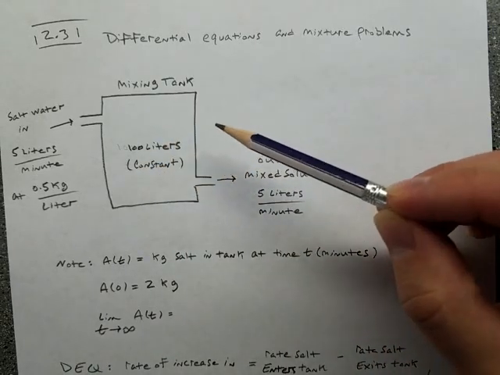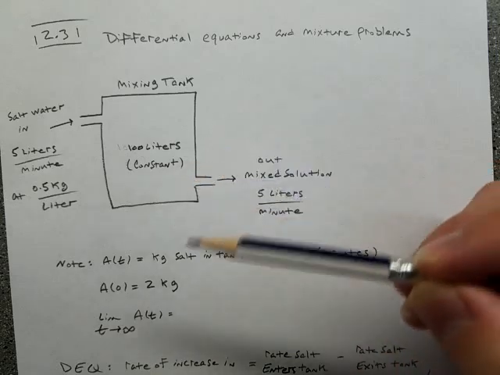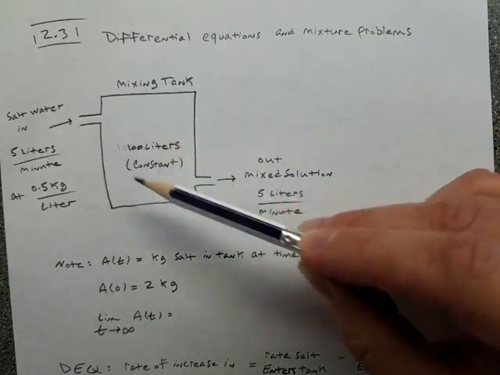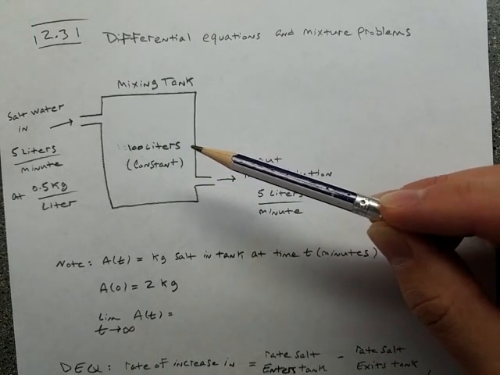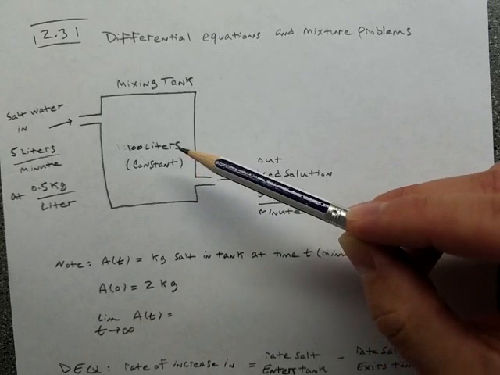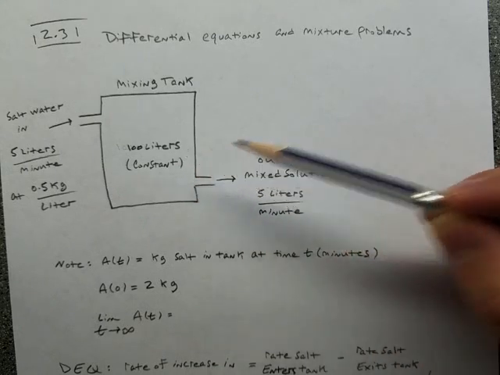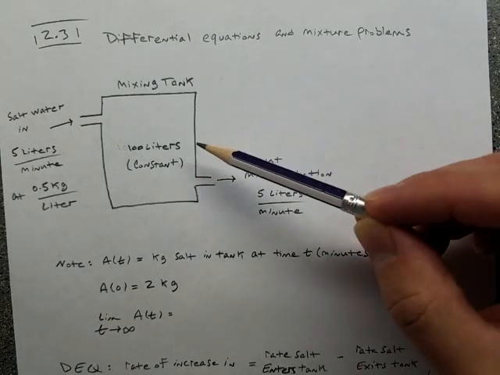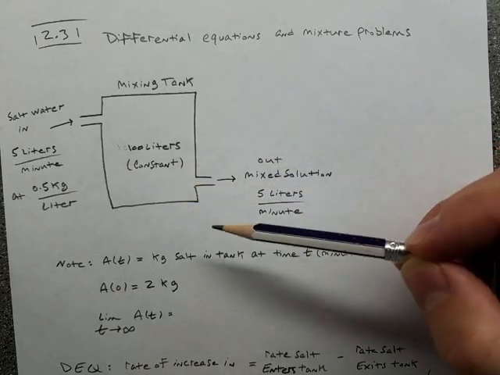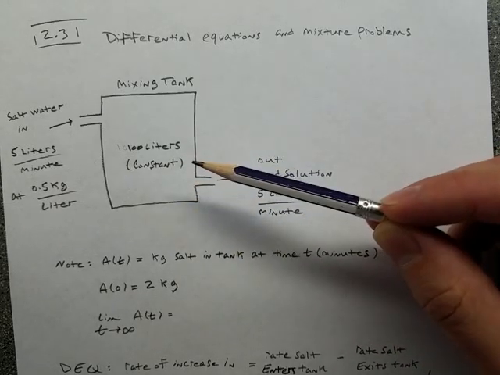So the way that this problem begins is, let's suppose that there's a 100 liters tank. It will always have that volume. It will always have 100 liters in it. But it begins at 2 kilograms of salt in the tank. So 100 liters volume of, say, water, 2 kilograms of salt inside it.